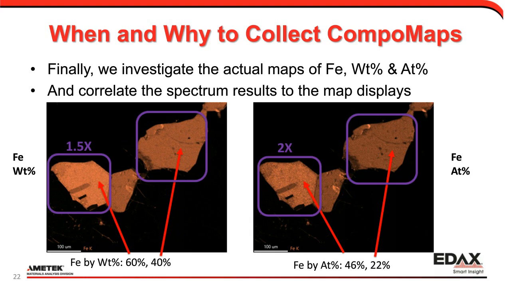So we're looking at our two main grains here, and the one on the left has a 60% weight, and the one on the right has a 40% by weight. And we can see on the atomic percent maps that changes a bit. So by atomic percent, the iron is actually about twice as intense compared to the grain on the right.